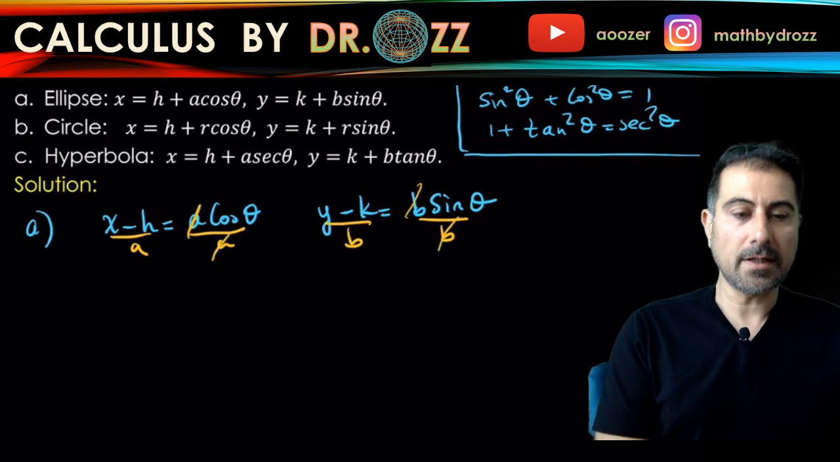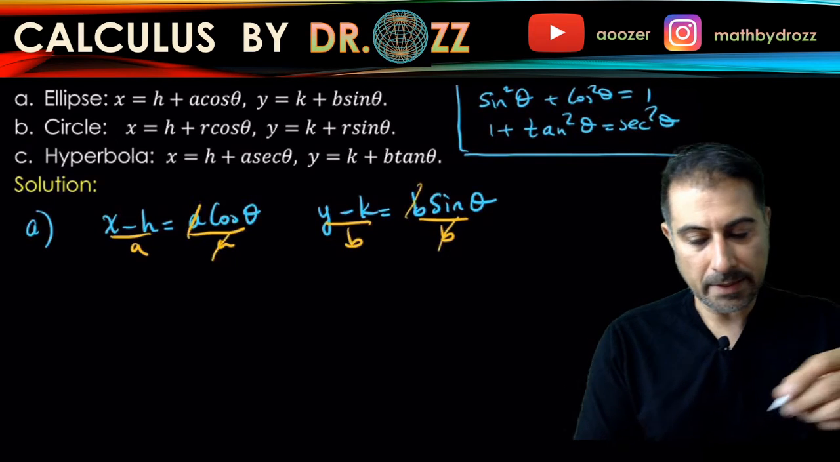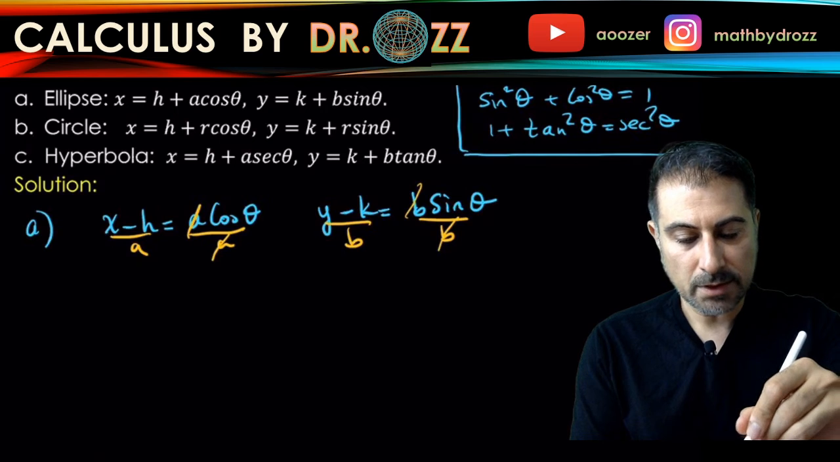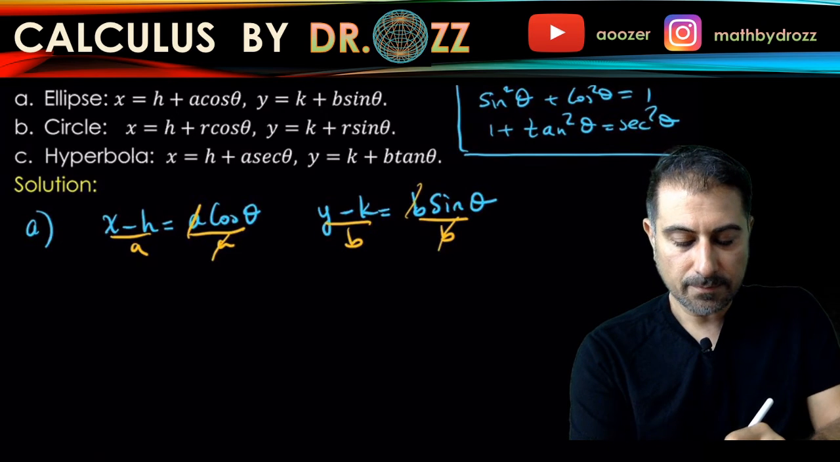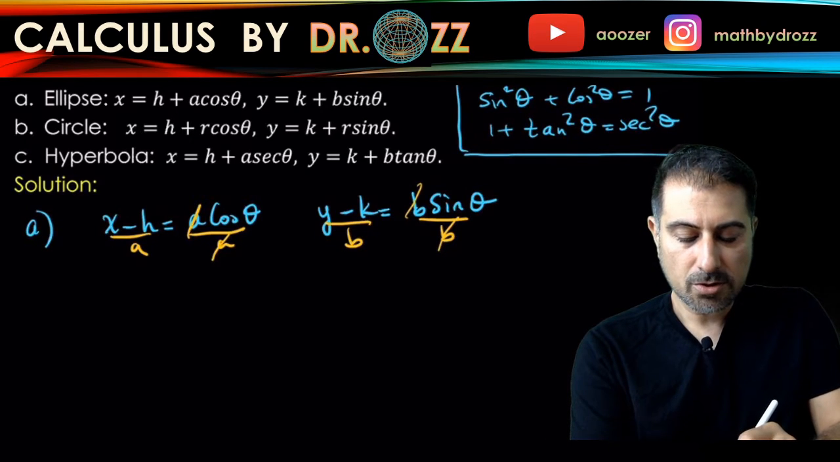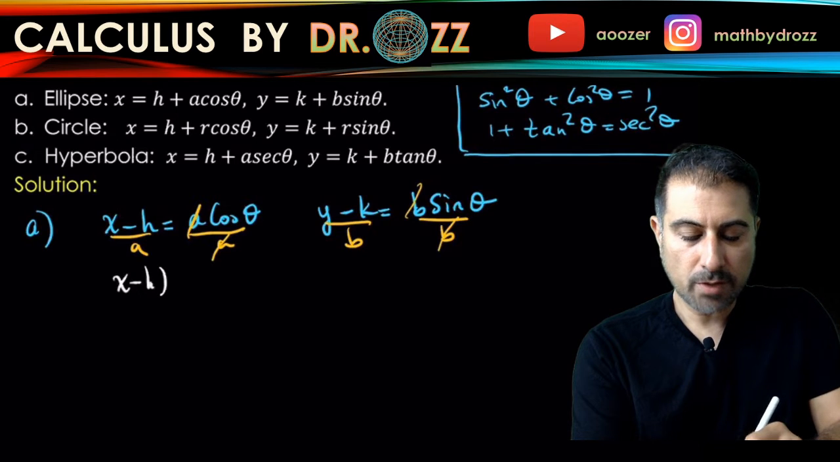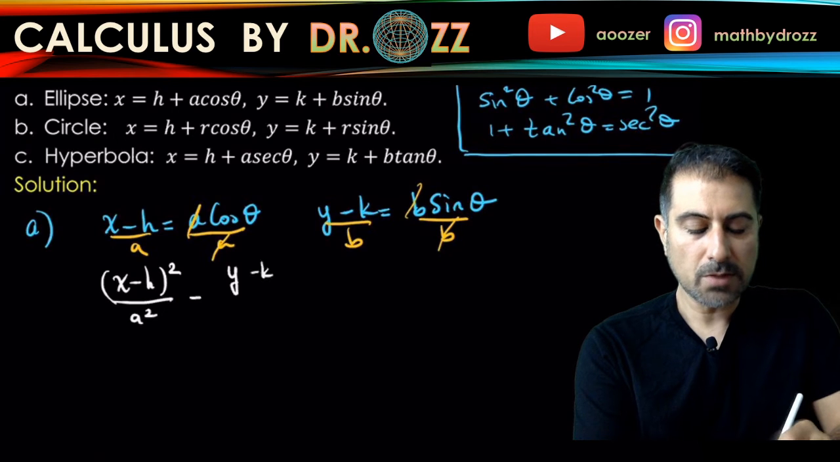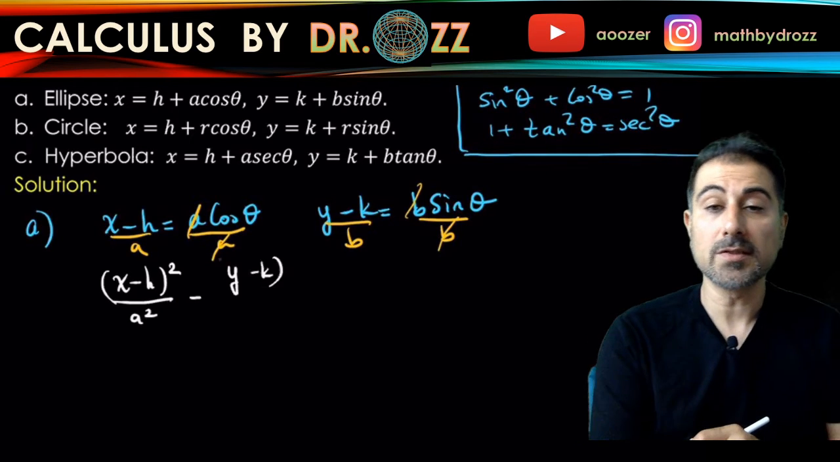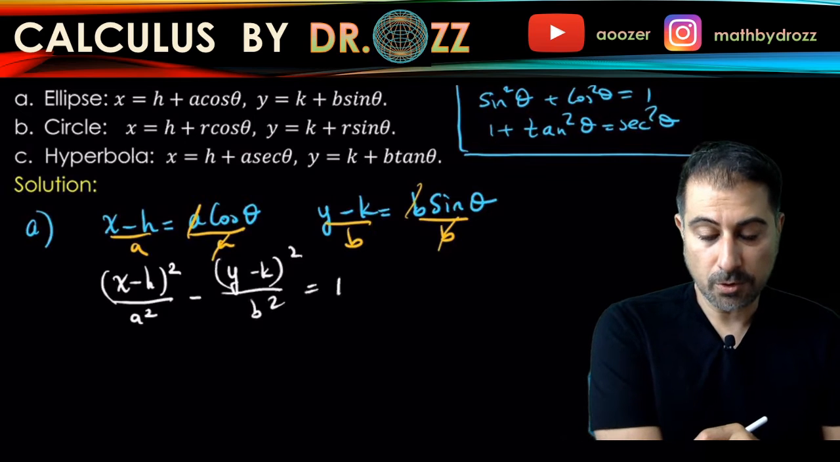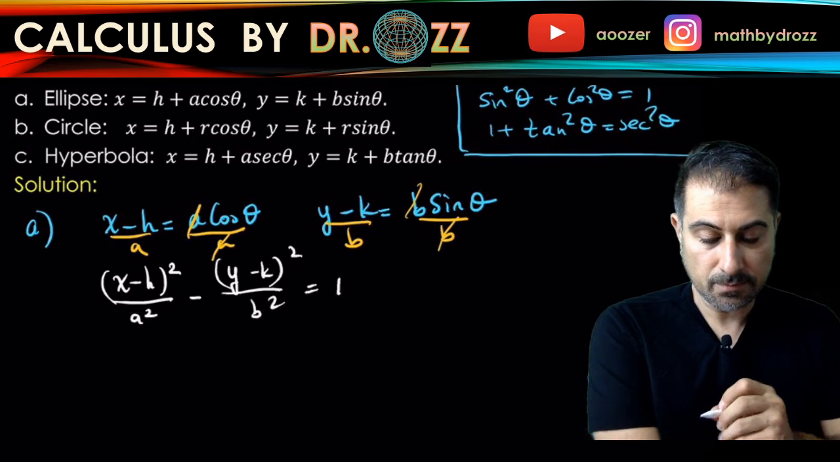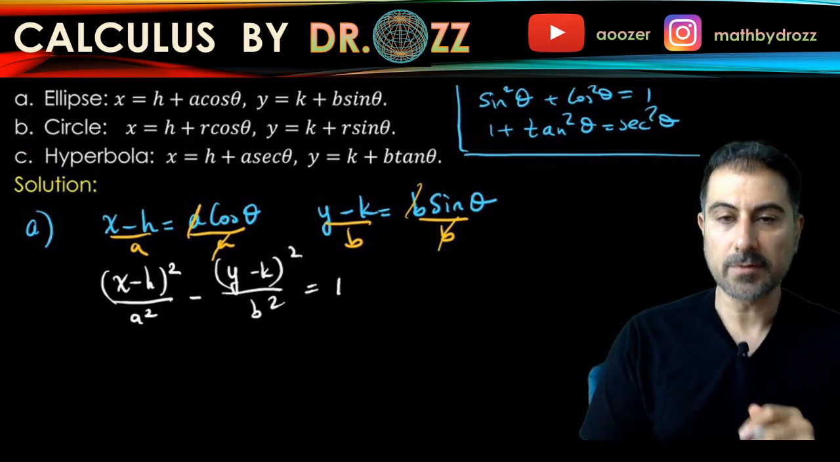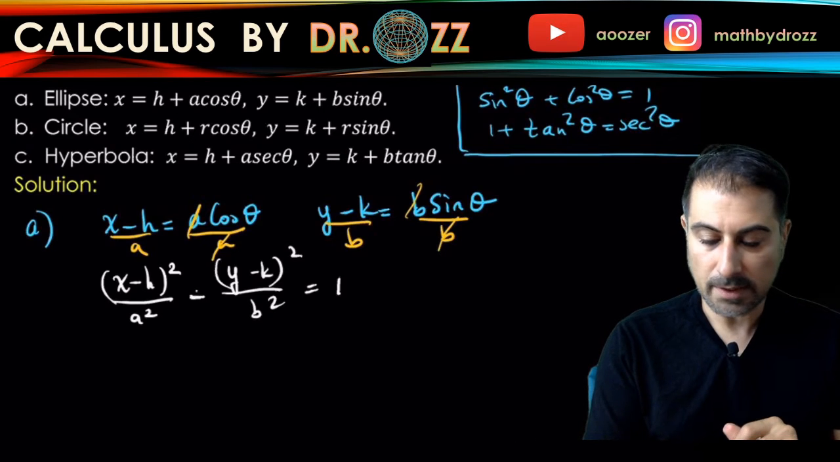Now I can use the first Pythagorean identity, sine squared plus cosine squared equals 1, to get (x minus h) squared over a squared minus (y minus k) squared over b squared equals 1. Here we go. This is the rectangular equation form of the ellipse. In fact, this is plus. Don't forget that. That's an ellipse, right?